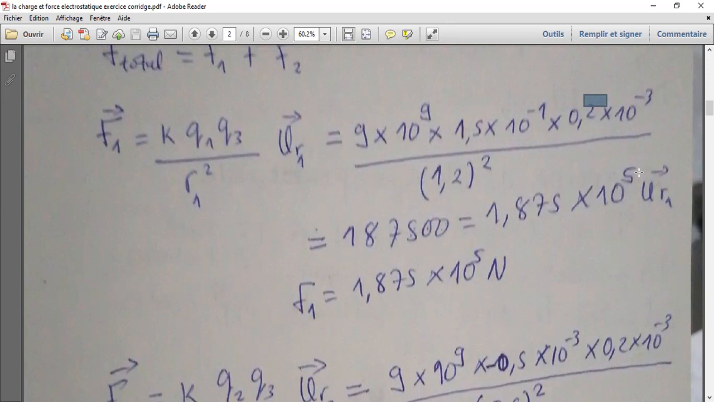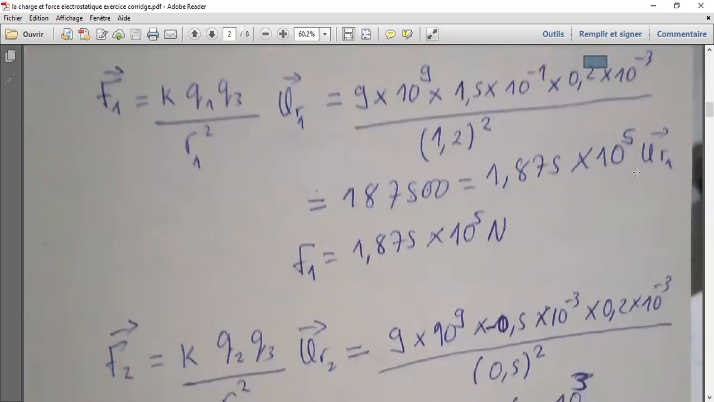You know how to do it with decimals. Since the number is really large, you have to write it in a simpler form. The simplest form is to write it in decimal place. So you have 1.875 times 10 to the power 5. That's your first one. So you have found your first force.